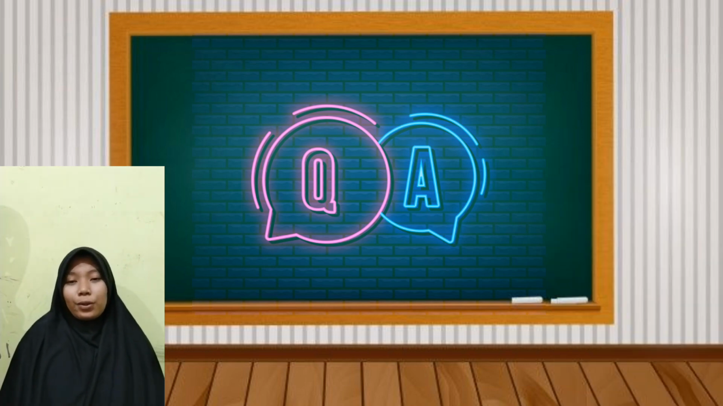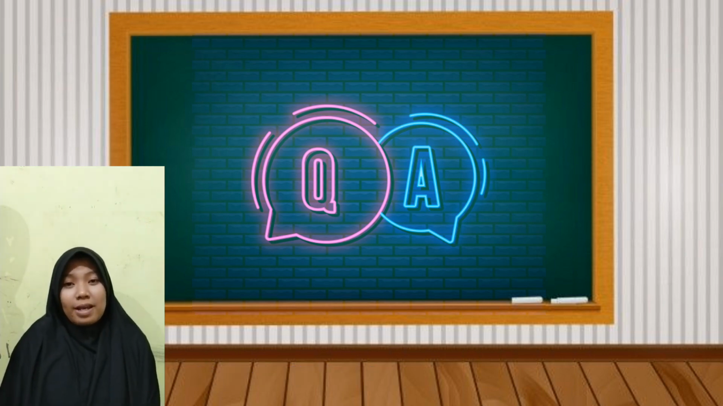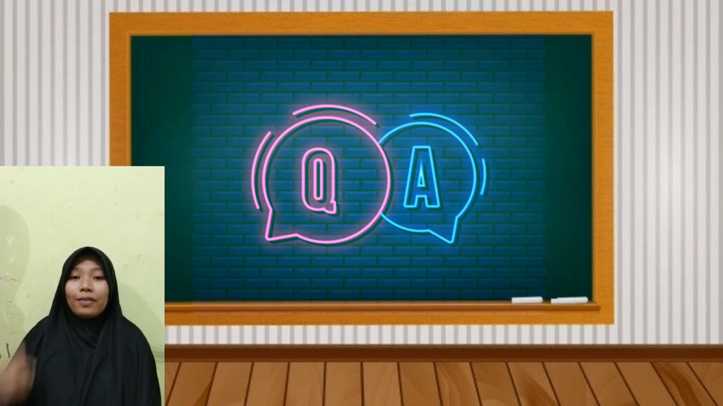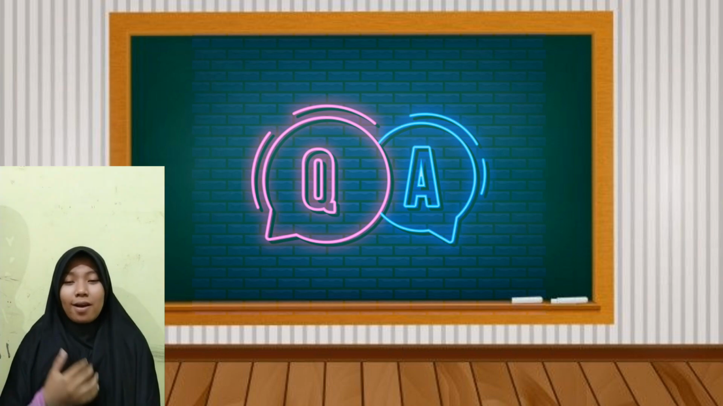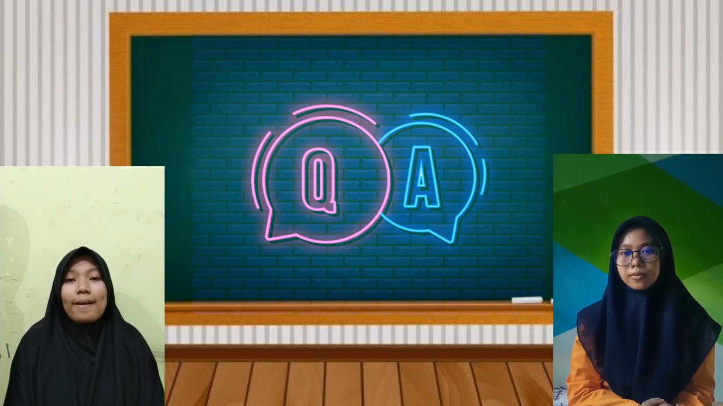Thank you for the opportunity given to me. I'm Nurul Alfia BM, from Group 5. I want to ask Siti Rahma: in your explanation, you said that we just take the positive value of x as the solution of the equation. So why do we just take the positive number in logarithmic and exponential functions? Thank you.